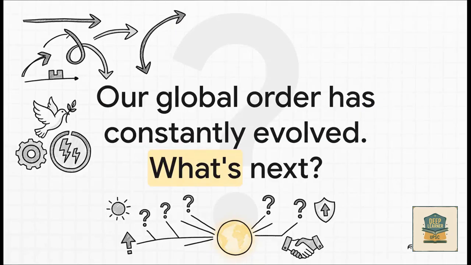So, when you look at it all, from that post-war agreement through a massive ideological conflict and into an era of controversial globalization, our global order has never, ever stood still. It has always been shaped by power, by big ideas, and by crises. And that leaves us with one final, really crucial question to think about. In a world that's facing all new kinds of challenges, what's the next chapter in this story going to look like?